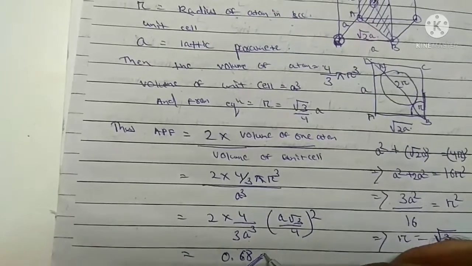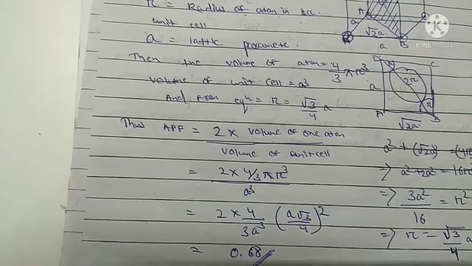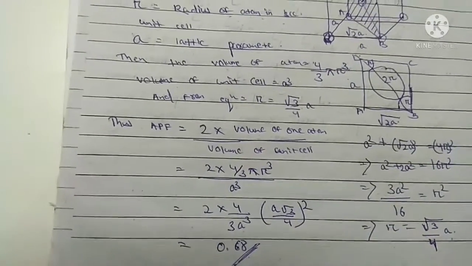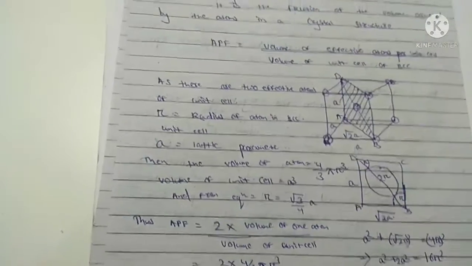So 68% of the atomic volume of the BCC crystal is occupied and the rest is void. This is the atomic packing factor of the BCC crystal structure.